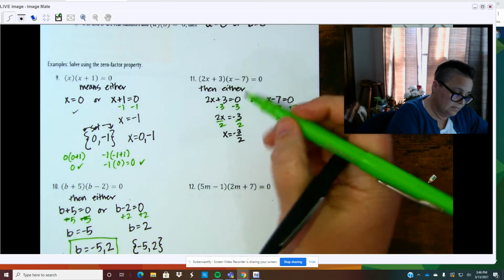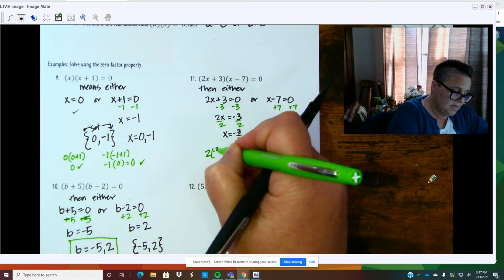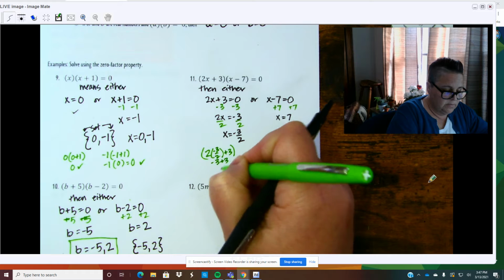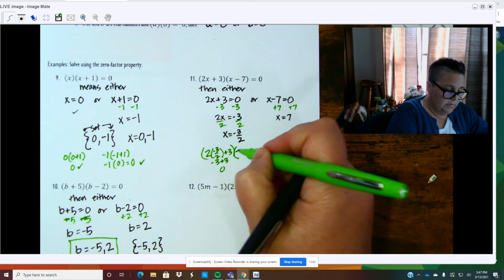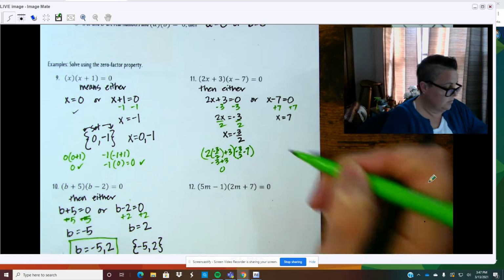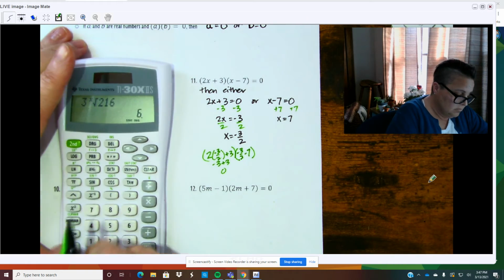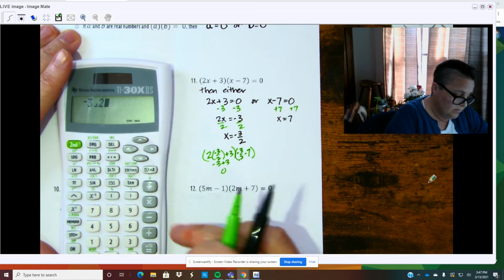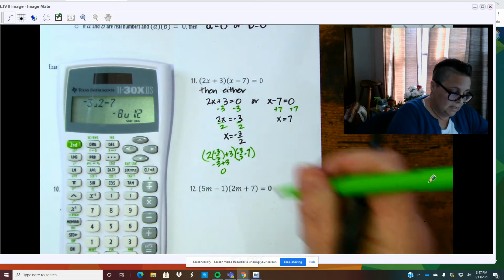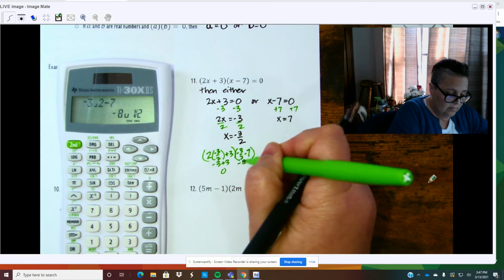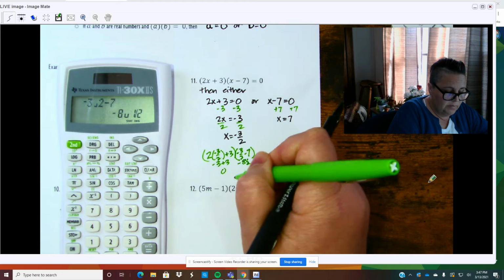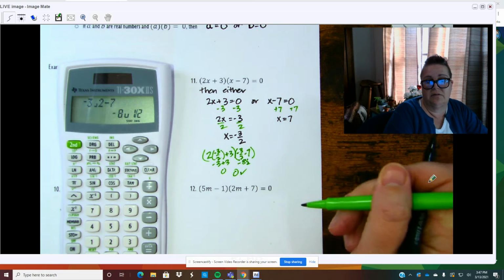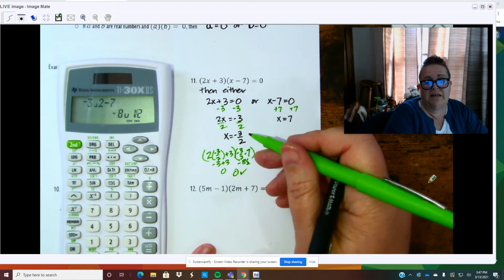To check this, I would do 2 times negative 3 halves plus 3, which is negative 3 plus 3, which is 0, times negative 3 halves minus 7. I don't know what that is. And that's okay. I mean, I do know what that is. But if you don't, you do negative 3 halves minus 7, and you get negative 8.5. But it doesn't matter, because when I multiply that by 0, I'm still going to get 0, right? Because I got a 0 there. So 0 times anything is still going to be 0. So I know that negative 3 halves works.